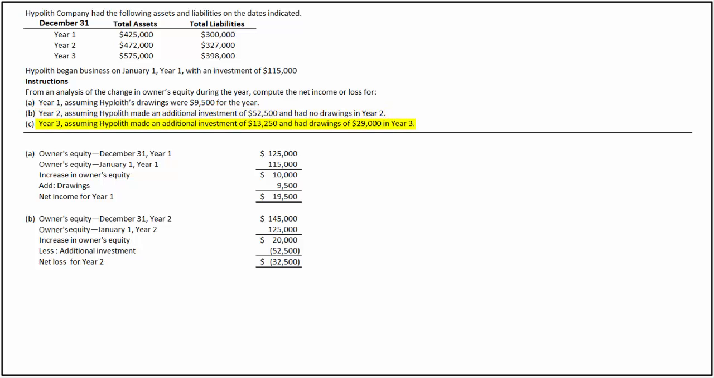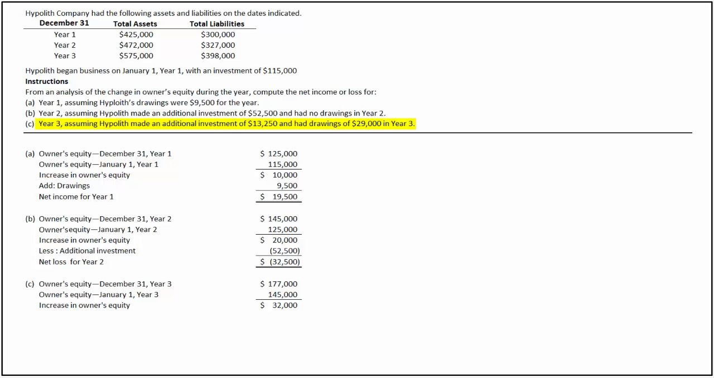Finally, we calculate the net income for year 3, assuming the company has made an additional investment of $13,250 and had drawings of $29,000. The ending balance of owner's equity is $177,000, which is calculated by deducting total liabilities of $398,000 from $575,000. The ending owner's equity of $145,000 in year 2 is the beginning owner's equity for year 3. Thus, the owner's equity has increased by $32,000 during the year.